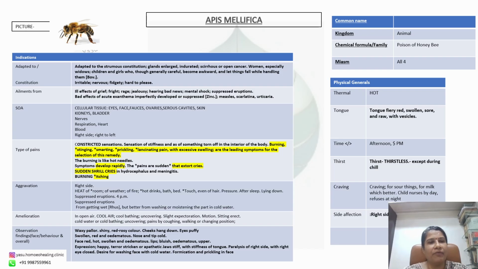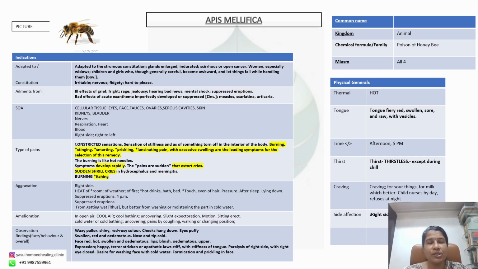Ailments from include ill effects of grief, fright, rage, jealousy, hearing bad news, mental shock, and suppressed eruptions. Now, bad effects of acute exanthema. We saw it in the previous slide. Exanthema, how does it look? So bad effects of acute exanthema, imperfectly developed or suppressed. So when they suppress it or when it is imperfectly developed, that causes other ailments: measles, scarlatina, and urticaria. Sphere of action we already saw. It also includes right side, and symptoms go from right to left.